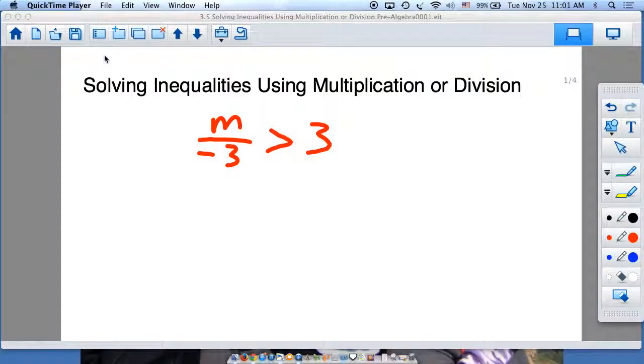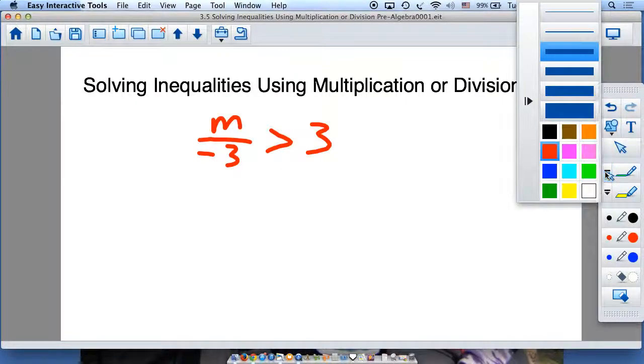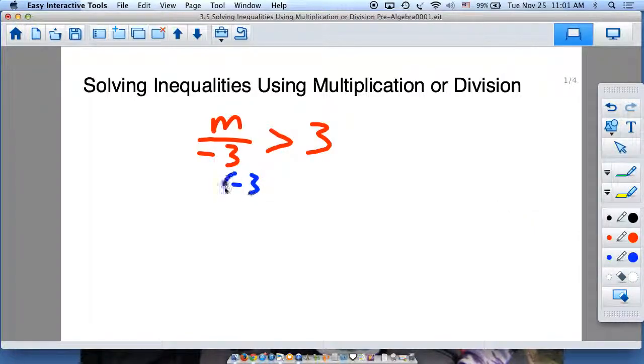And we're going to move on to solving inequalities using multiplication or division. Just as before, we're going to solve inequalities just like we did equations, except then we're going to have to graph them on a number line. So in this problem, we can see m divided by -3 is greater than 3. So we're going to have to multiply both sides by -3.